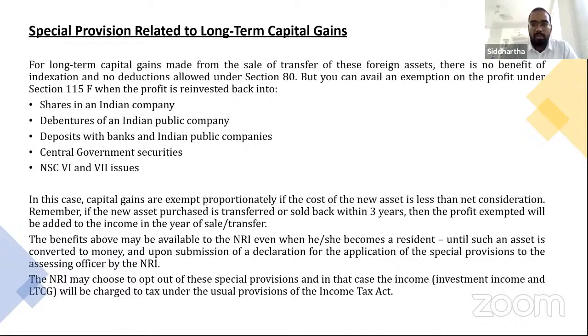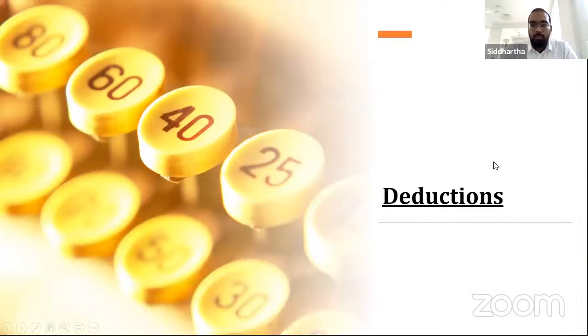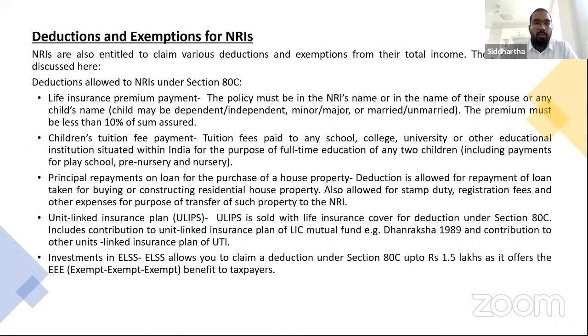We'll look into the exemptions which are available to a non-resident individual from Indian source income. Next slide. Yes, these are examples of certain deductions which are available to a non-resident individual as well. A non-resident can claim deduction under Section 80C through life insurance premium payments. He can get this exemption by paying the premium for himself, his spouse, or his children. One thing we need to be careful about is that the premium should be less than 10% of the sum assured.